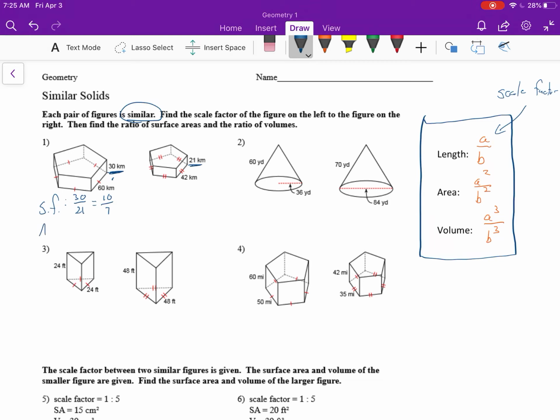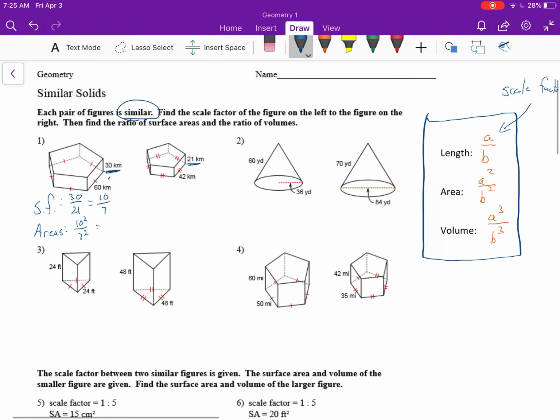Then the ratio of our areas. So this is really the scale factor, or the ratio of the lengths. So the areas is going to be 10 squared to 7 squared. Now, don't just think, oh, I can reduce the squared. You cannot reduce squareds. So 10 times 10 is 100, and 7 times 7 is 49.